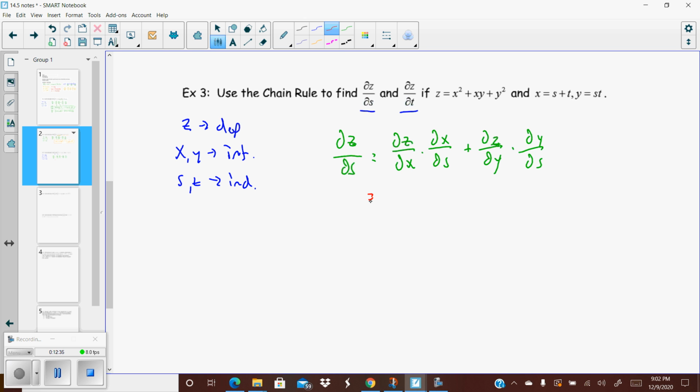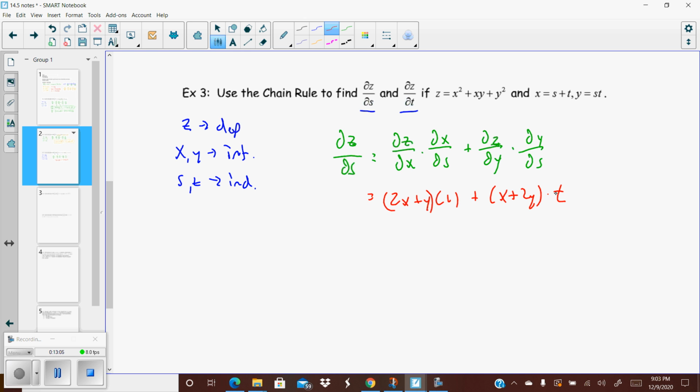So the partial of z with respect to x is 2x plus y. The partial of x with respect to s is 1. The partial of z with respect to y is x plus 2y. And the partial of y with respect to s is t. So that is the partial of z with respect to s.